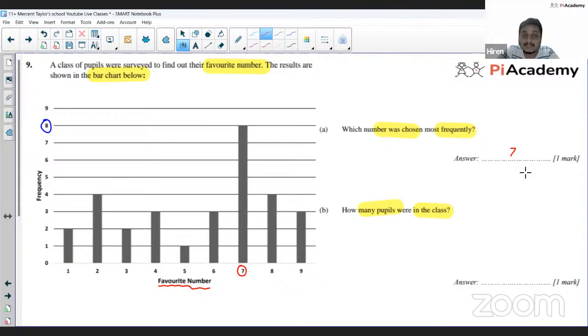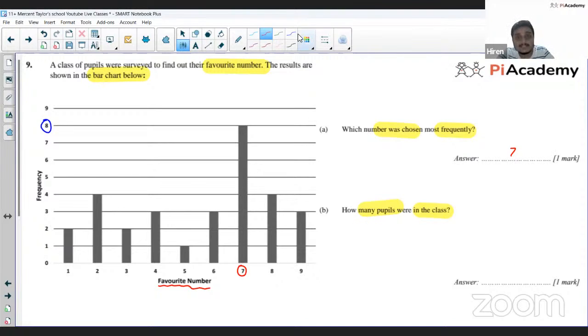The y-axis is representing frequency. It means how many people like that number. But the x-axis represents the favorite number. So these are the favorite numbers: 1, 2, 3, 4, 5, 6, 7, 8, and 9. Okay, so for the first one, the answer should be 7. Now, how many people were in the class?